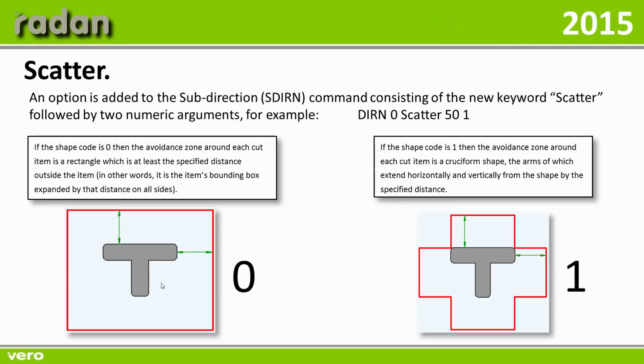Now, if the shape code is 1, then the avoidance zone around each cut item is a cruciform shape, the arms of which extend horizontally and vertically from the shape by the specified distance. Now, it makes much better sense for me to show you this.